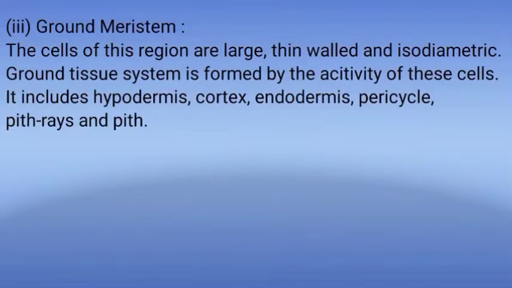Third one, ground meristem. The cells of this region are large, thin-walled and isodiametric. Ground tissue system is formed by the activity of this ground meristem only. Ground meristem includes hypodermis, cortex, endodermis, pericycle, medullary rays and medulla, which means pith rays and pith.